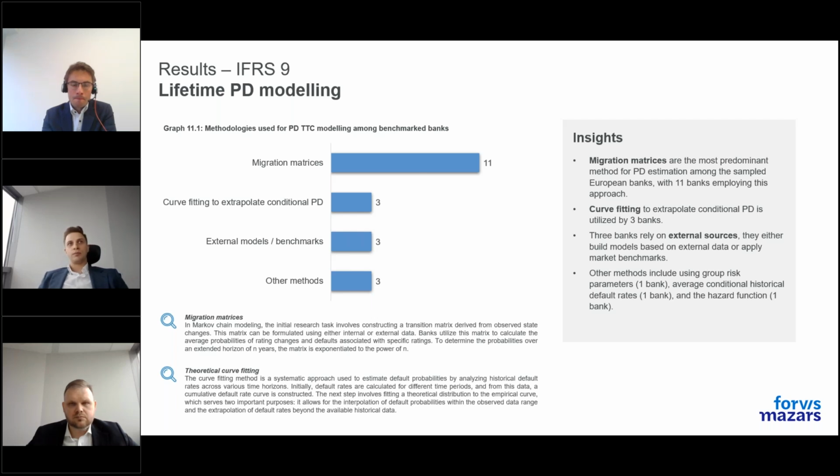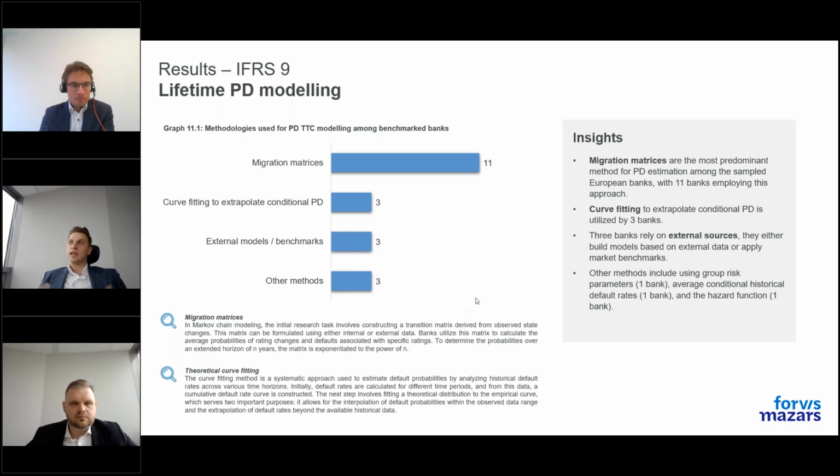The second approach, curve fitting to extrapolate conditional PDs, is something that is very well known in Poland, as this was the method preferred by the majority of banks in Poland shortly after the standard entered into force. But after that, we've experienced a shift in the trend. A few banks replaced this method by migration matrices, and this is consistent with what we see across European countries.